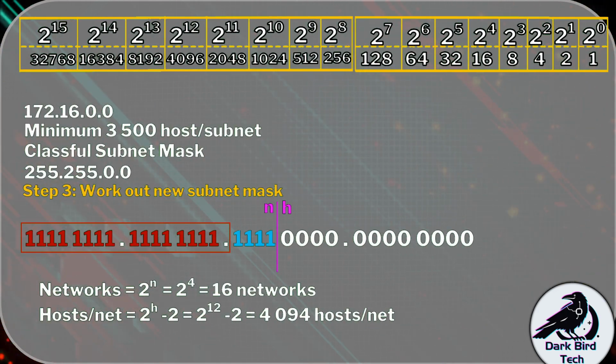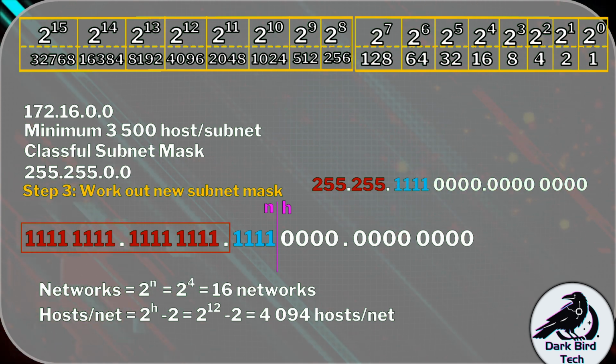Let's do the next step, which is to work out the new subnet mask. So the first 2 octets didn't change, so they're still 255, 255. It's the 3rd and the 4th octet where we're going to have things possibly being different. Although, spoiler alert, we didn't get to the 4th octet, so that's actually going to be the same. So let's put the binary values in there. 4 binary 1s and 4 binary 0s for the 3rd octet, and 8 binary 0s for the 4th one.